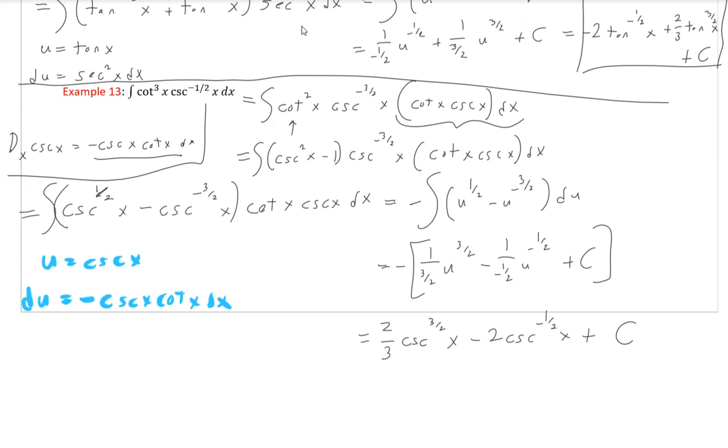Again, the minus would apply to the c, but c is an arbitrary constant, positive or negative, so it doesn't matter. So that's what we'd be looking for, a negative on this 2/3 as well. All right, and that's it. So that's how you would deal with these kinds of forms.